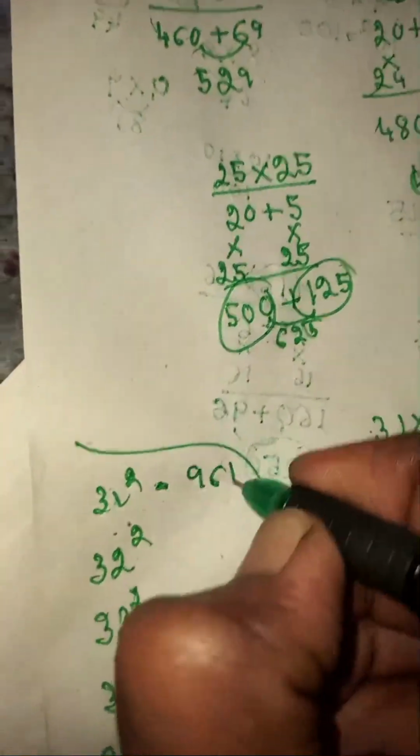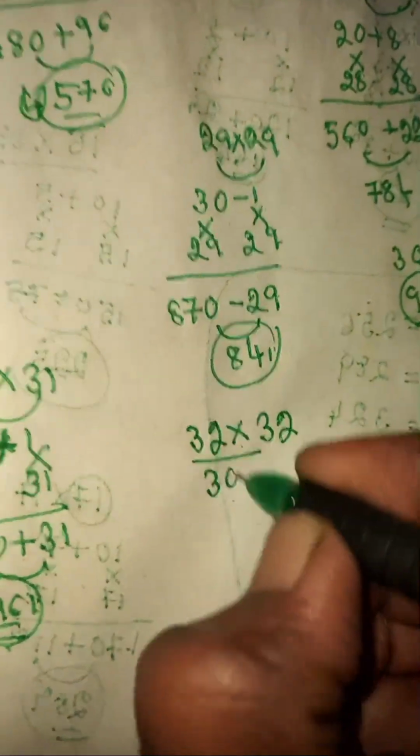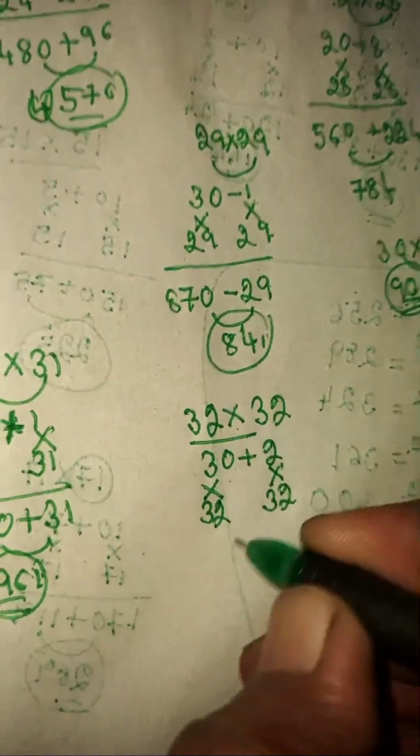That is 31 square. And 32 square is going to become 32 times 32. You split this, 30 plus 2. Here also 32, and here also 32.